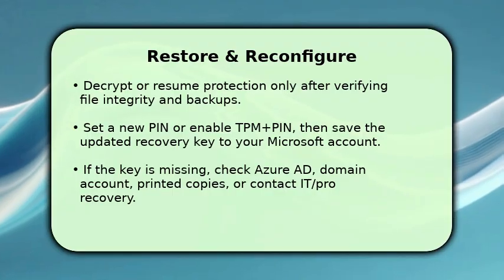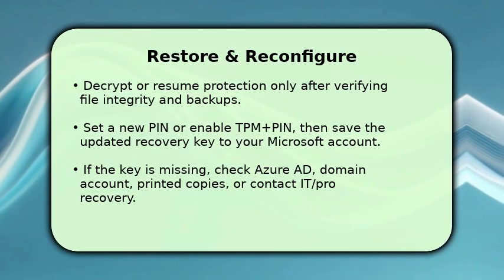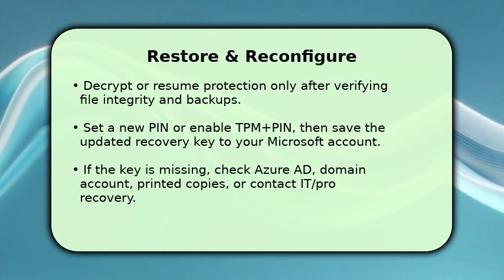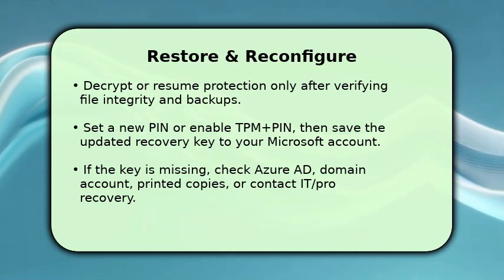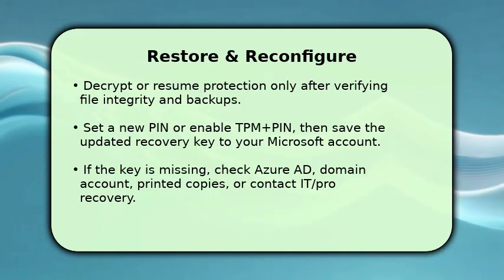If you need full disk performance and trust your backups, decrypt. Otherwise, resume protection and configure a stronger method like TPM plus PIN. After reconfiguration, save the new recovery key to your Microsoft account and export a copy to USB.